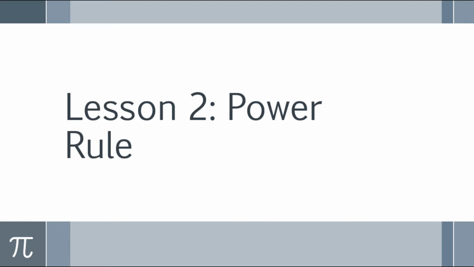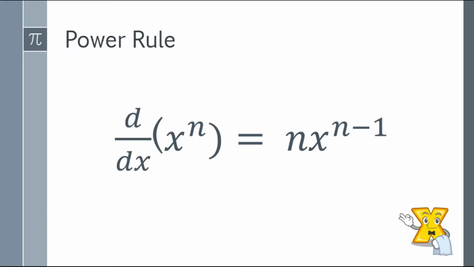Okay, next rule, we have the power rule. So, paano natin kukunin ang derivative ng isang variable na may exponent? Ang simple lang nito. Yung exponent, ibababa mo, ilalagay mo sa harap, tapos babawasan mo ng isa yung exponent na yon. So, makikita mo nx to the n minus 1.